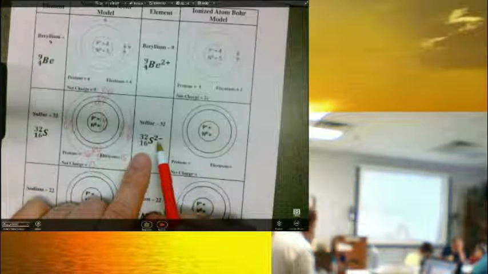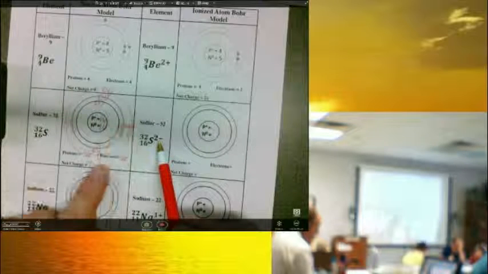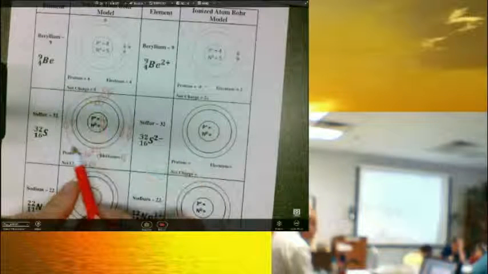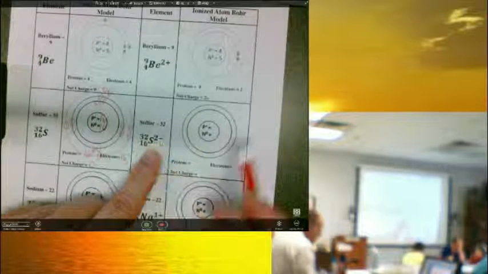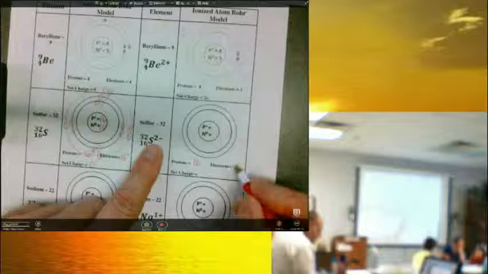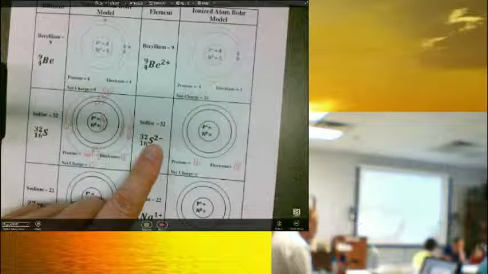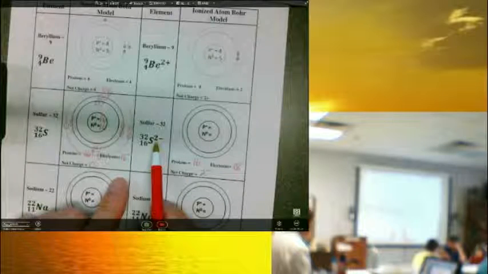Now here it says, what has happened? What is sulfur going to do? Is it going to gain or lose? Well, no, it has 6. Okay. It's going to gain 2, so that's the reason it's gone to negative 2. So we still have 16 protons, but now, because we've gained 2, we don't have 16 electrons anymore, we have 18. And that makes the charge 2 minus, which is what is on the symbol there.